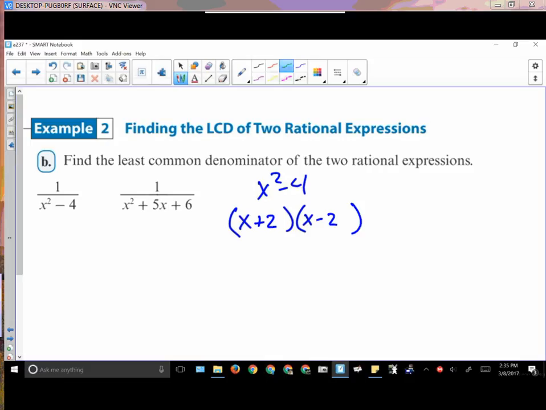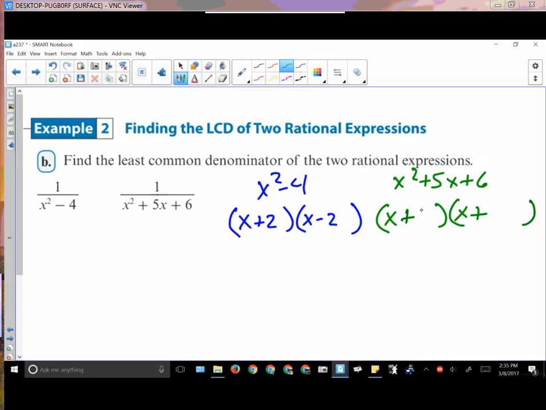Now the other one, x squared plus 5x plus 6, we know this is going to be an x, this is going to be an x, this is positive, that's positive, so we know both of these are pluses. So what factors of 6 add up to a 5?